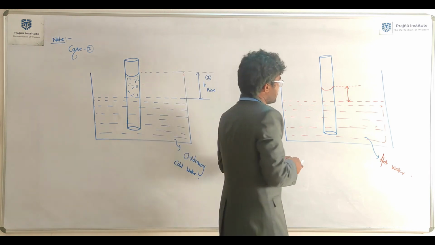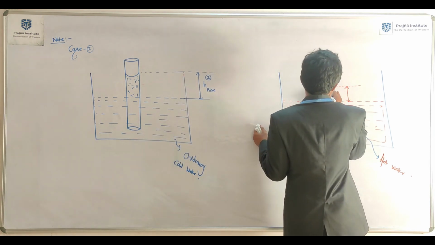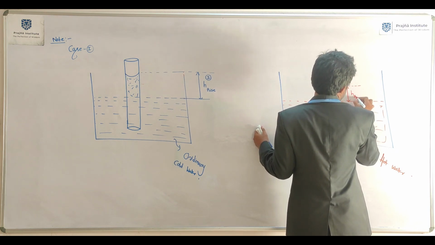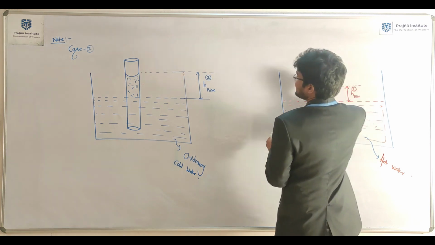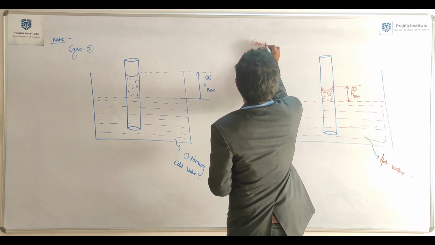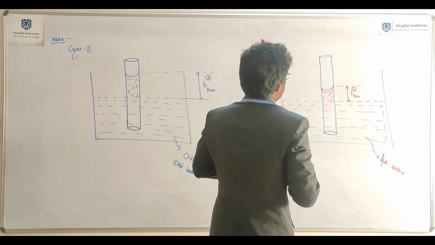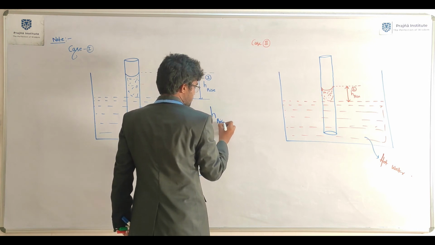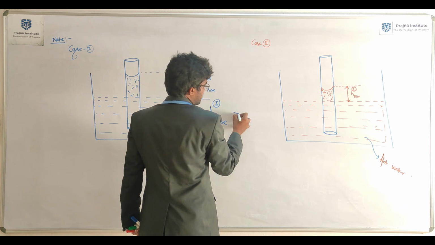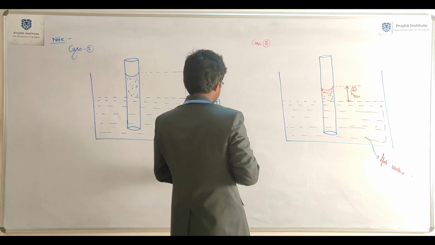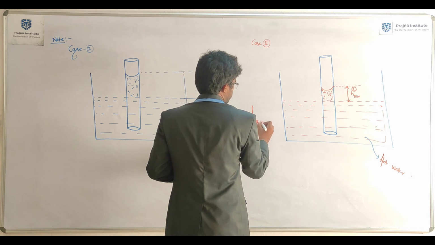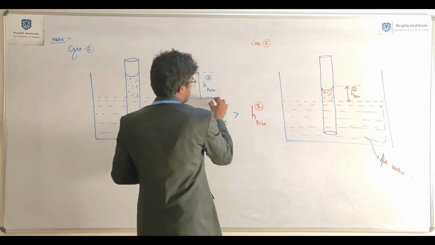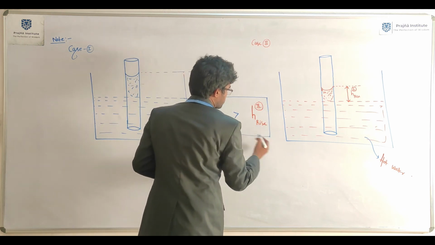Okay, so here H rise in case 2. So H rise in case 1 will be greater than H rise in case 2. Okay, hot water and normal cold water. Okay, so this is all.